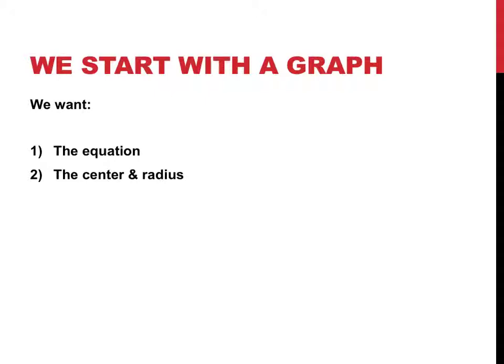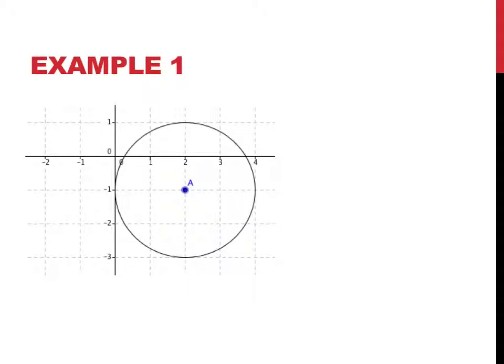So, situation number one, we start with the graph, and we want to find the equation and the center and the radius of the circle. So you all know how to read a coordinate grid. Here, the center of the circle is marked with point A. Point A is at 2, -1, and the distance from the center of the circle to the edge, or the radius, is equal to 2. So the radius is 2.